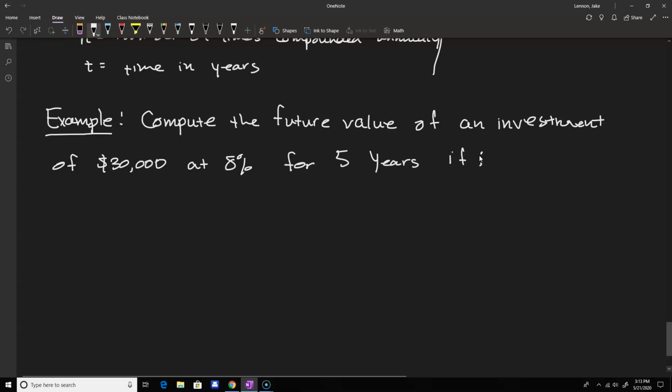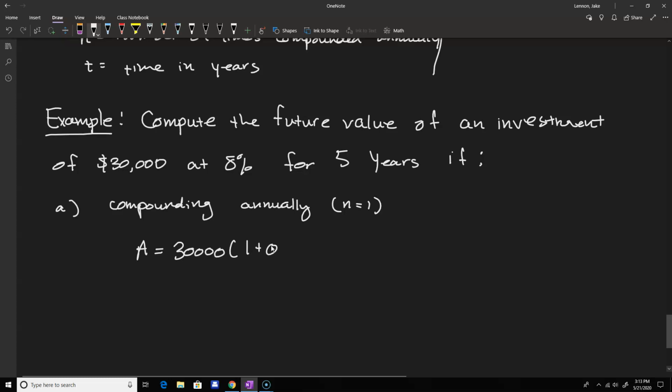Okay, so what do we know so far? We know that the principal is 30,000, so P is 30,000. The interest rate, 8%, would correspond to 0.08 as a decimal, and 5 is the value of T. So A, let's say we do it if we're just compounding annually. So that's a bit of a code for n equals 1. You could think about it that way. So we have A equals 30,000 times 1 plus 0.08 to the 5th power.